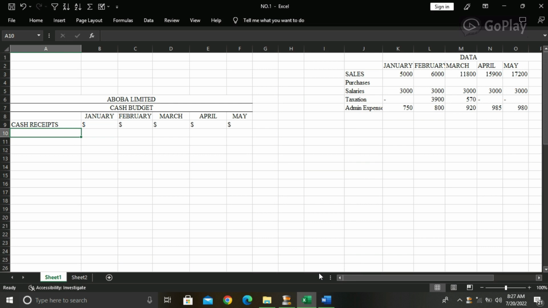So as you can see on the screen, in Excel here, I have my data for January, February, March, April, and May. All the figures are here, with the exception of the purchases. The purchases figure has not been provided in the question. So the first thing we have to do now is to get our purchases figure. How do we get it? Let's go back to the question and look at something.